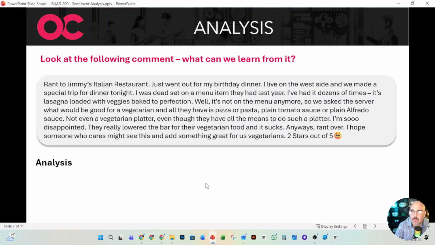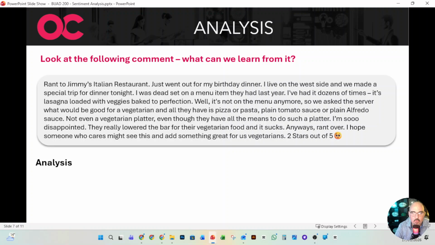Okay, here's an example. This is actually a real example. I've changed some of the details, but this is from the Kelowna Rant and Rave page. So, rant to Jimmy's Italian restaurant. Just went out for my birthday dinner. I live on the west side, and we made a special trip for dinner tonight. I was dead set on a menu item they had last year. I've had it dozens of times. It's a lasagna loaded with veggies, baked to perfection. Well, it's not on the menu anymore.